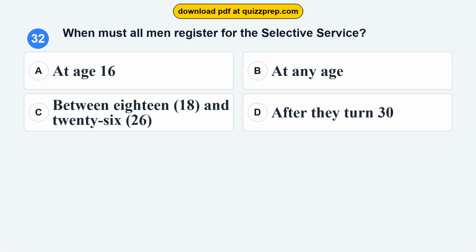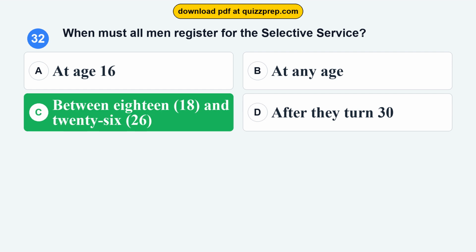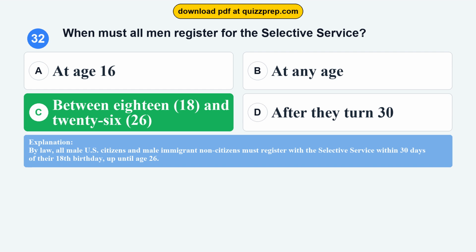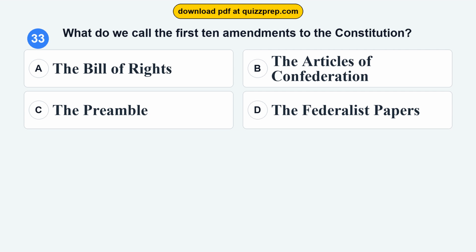Question 32. When must all men register for the Selective Service? Option A, at age 16. Option B, at any age. Option C, between 18 and 26. Option D, after they turn 30. The correct answer is option C, between 18 and 26. By law, all male U.S. citizens and male immigrant non-citizens must register with the Selective Service within 30 days of their 18th birthday, up until age 26.